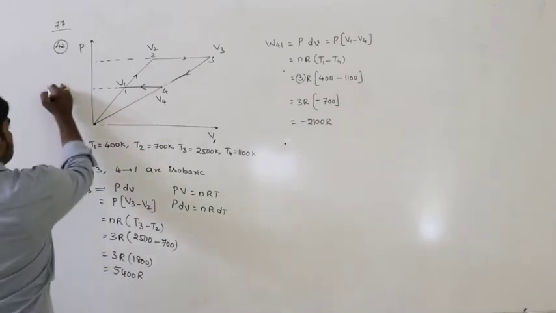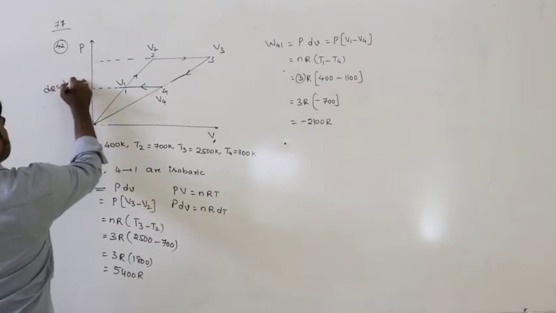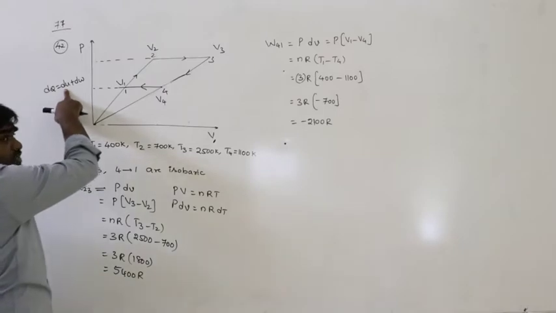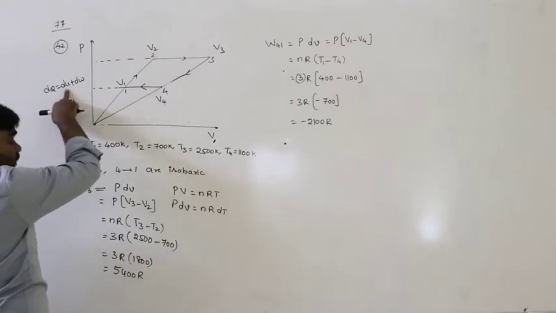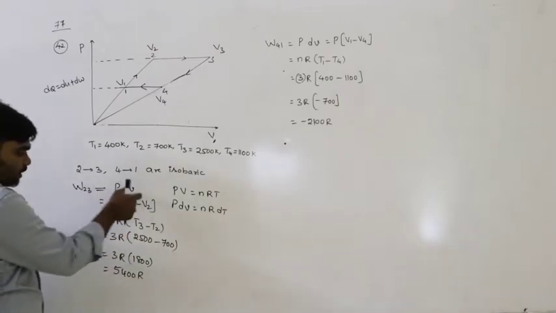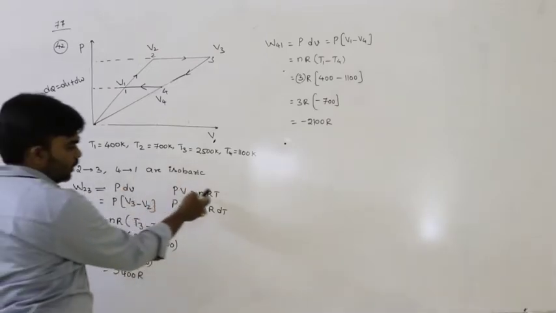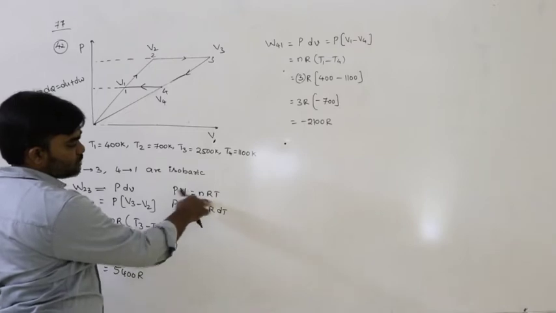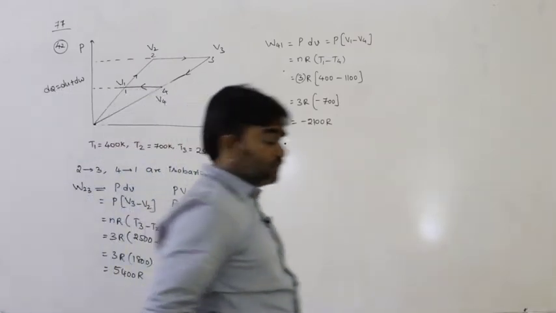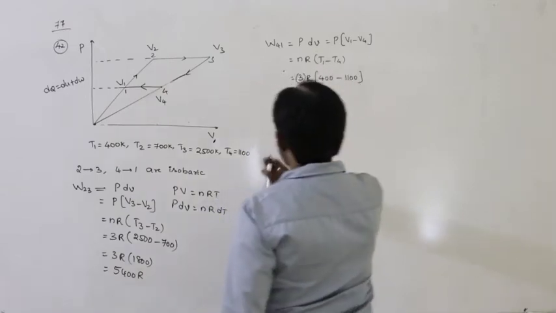That is because 2 to 3 and 4 to 1 are isobaric processes. Isobaric process means we know dQ is equal to dU plus dW. Whatever heat is supplied to the system is utilized to increase a certain part of its internal energy and to do the external work. That external work formula is PdV. PdV means according to the ideal gas equation we know PV equals nRT, then PdV is equal to nRdT. That is the concept now.